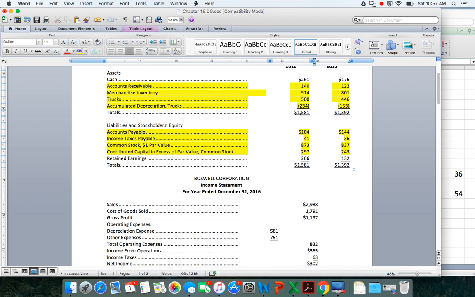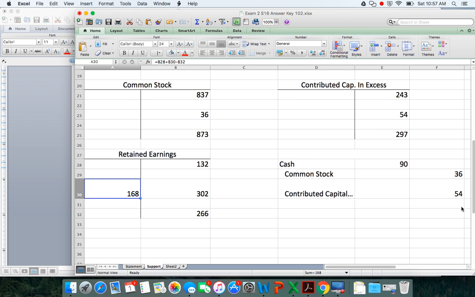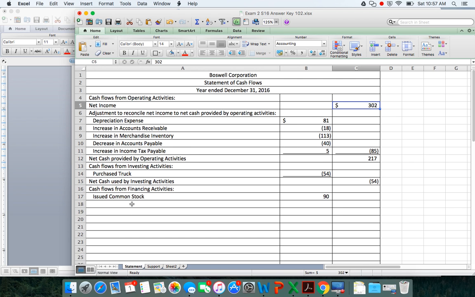We already said that we only have one other account that needed to be checked off, and that was retained earnings, which means that dividend that was declared, 168, must have also been paid. All right, so in here in my statement of cash flows, I will say paid cash dividends. If I'm paying them, then I know the effect on cash is going down. So I'll put that negative 168 here in my statement of cash flows.